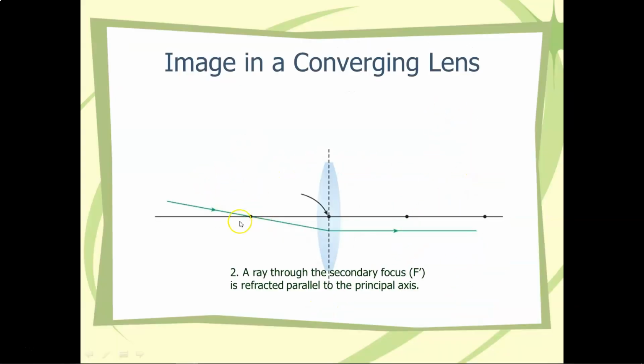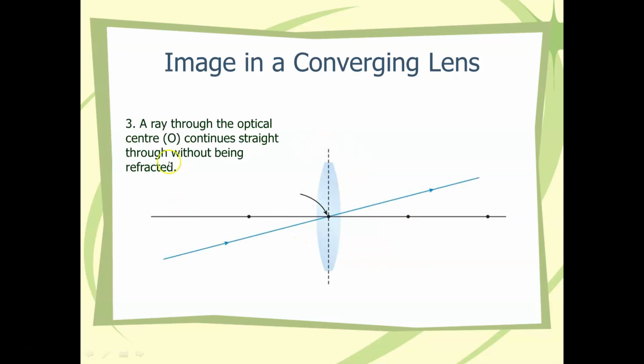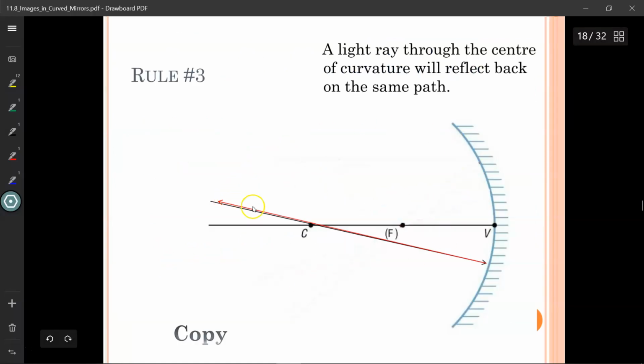Again, similar to a curved mirror, if you go through the focal point, it comes out parallel. The hard part is that we have two focal points, and you have to enter through the secondary focus, not the principal. The last rule is the easiest. If you aim through the optical center, it comes out the optical center. Just like with a curved mirror, go through the center point, come out the center point.